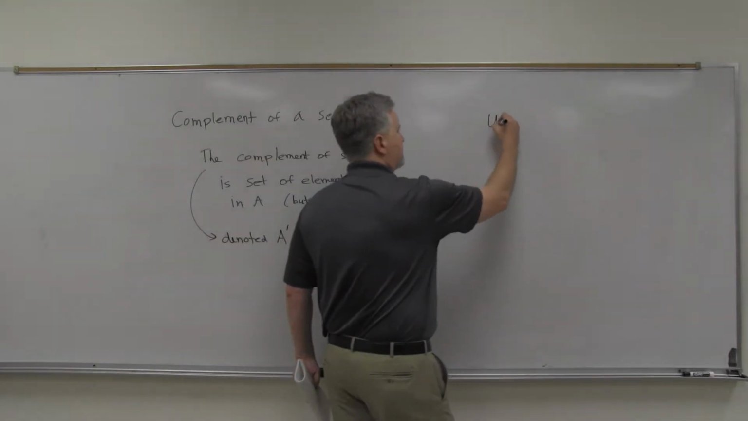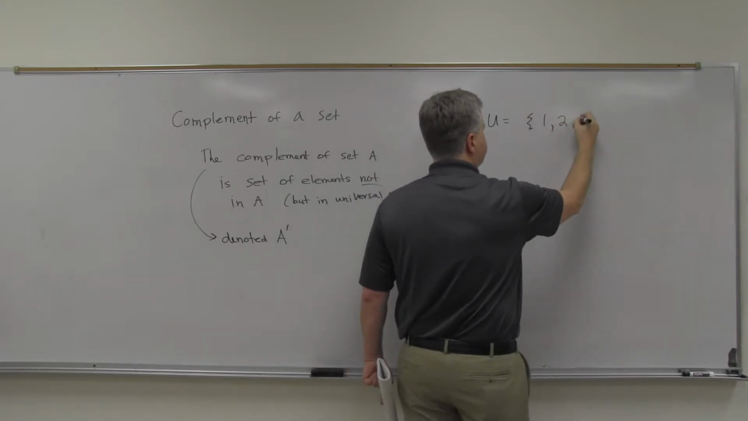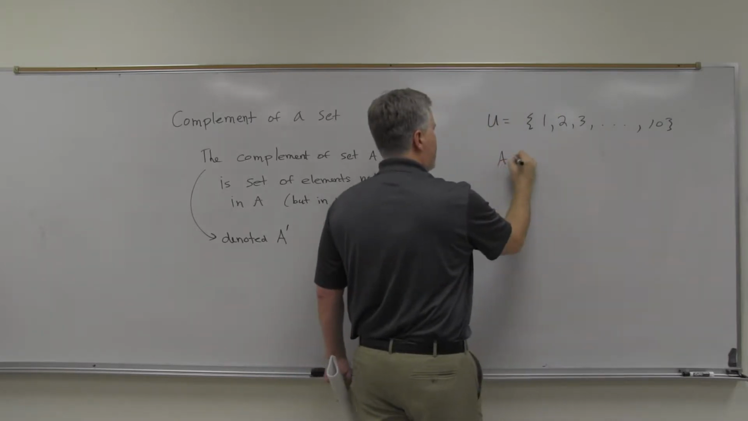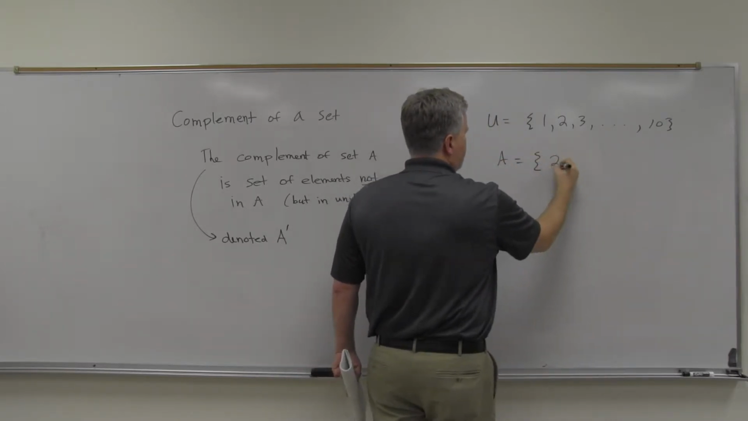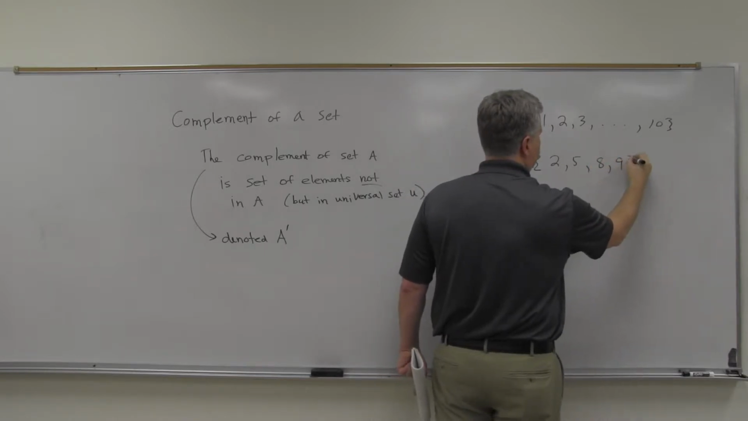All right, so let's do one here. So let's say the universal set is 1 through 10. Set A is 2, 5, 8, and 9.